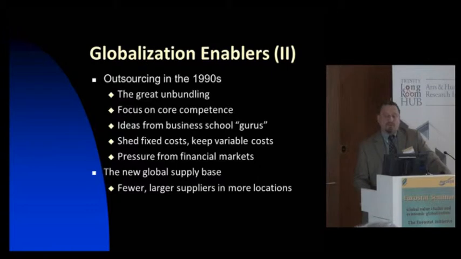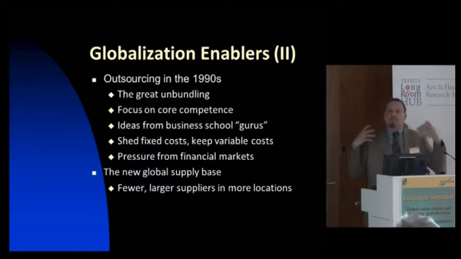Yeah, the big trend towards outsourcing, beginning in the 1990s, companies focusing on core competencies. And in rich countries, it was a focus on getting rid of fixed assets and focusing on variable assets as a way to protect themselves in financial markets. And that essentially meant getting rid of manufacturing. So shedding fixed costs and keeping variable costs in response to pressure from the financial markets, what we call financialization, some people do. In this process of outsourcing, we saw the rise of a new global supply base.